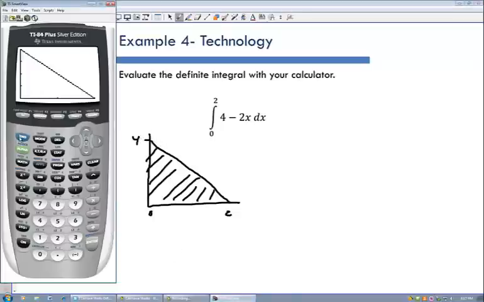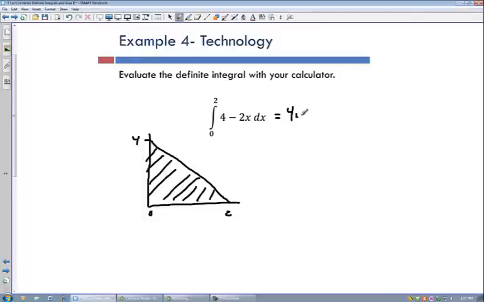And then I can take second trace and then go down to the integral of f of x dx and hit enter. And of course, the lower limit is 0, whereas the upper limit is 2, and it'll shade that region in and spit back the answer of 4. So it should agree with our last. So this is 4 units squared. So that's a nice way to do it.